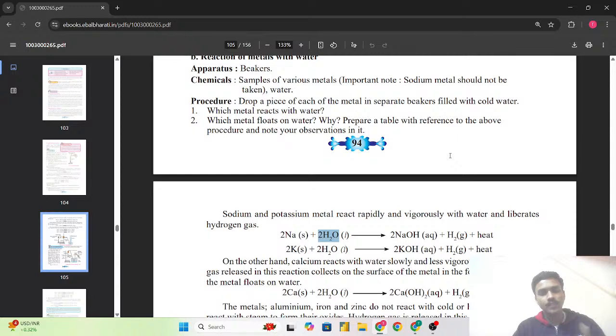But in the other case, calcium reacts with the water slowly and less vigorously. The hydrogen gas released in this reaction collects on the surface of the metal in the form of bubbles, and the metal floats on the water.